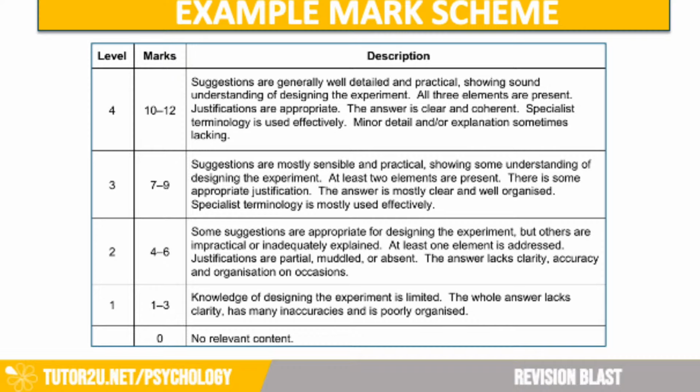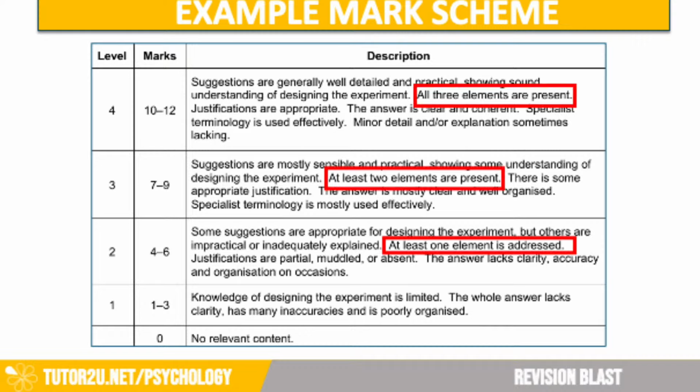If you look at level 3, 7 to 9, then you've got suggestions mostly sensible and practical, some understanding, at least 2 elements are present. So if you don't address all 3 elements, then you can't get above 9. For band 2, at least 1 element is addressed. But you still could address 2 and still end up in band 2, because obviously the other things are important as well.